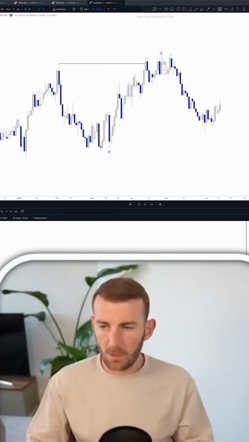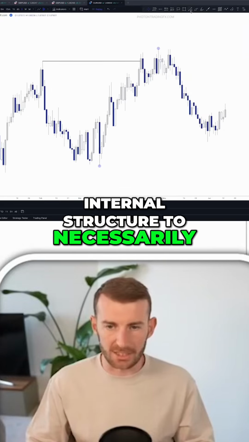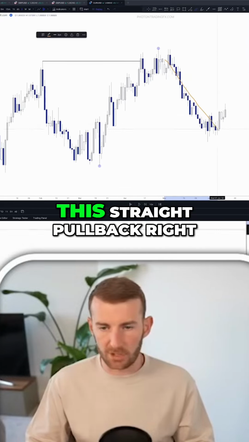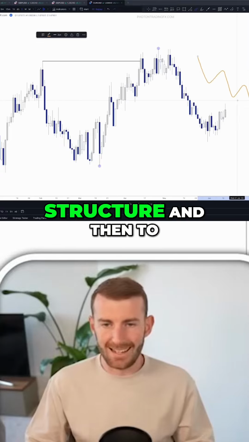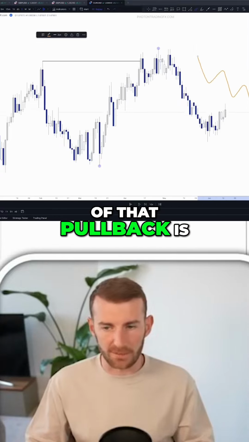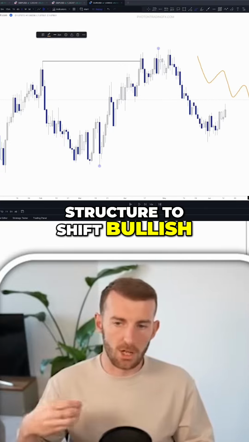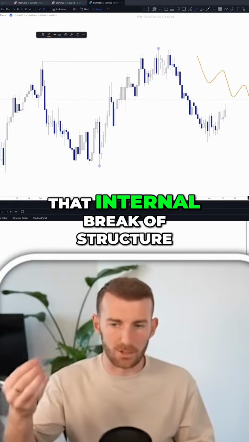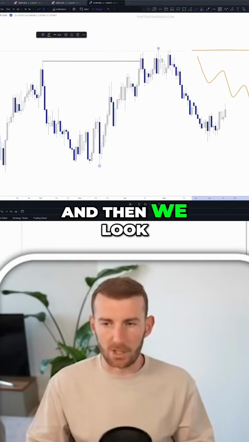So what we can also see from a structural standpoint is there's not a lot of clear internal structure to necessarily work with, because we kind of just have this straight pullback, right? Usually we see something like this where you've got some clearer internal structure, and then to signal when the end of that pullback is finished, we would look for the internal structure to shift bullish. Once we get that bullish IBOS, that internal break of structure, that's a very good signal, right, that the swing pullback is over, and then we look to target the high.